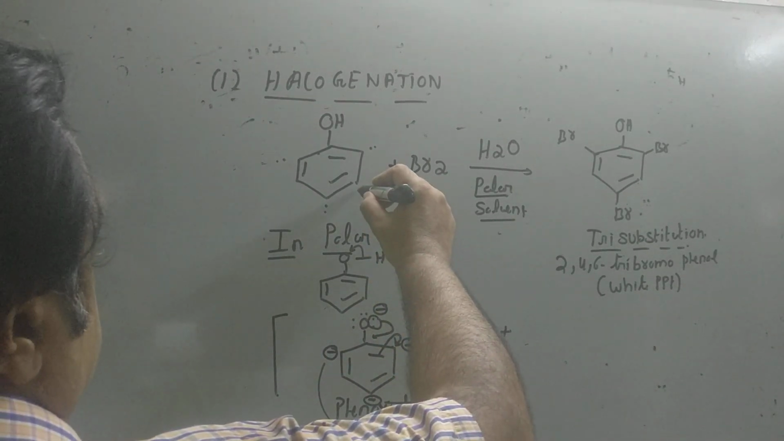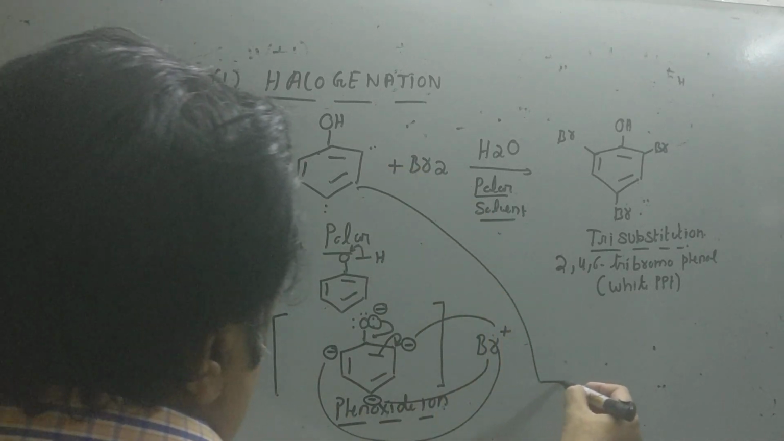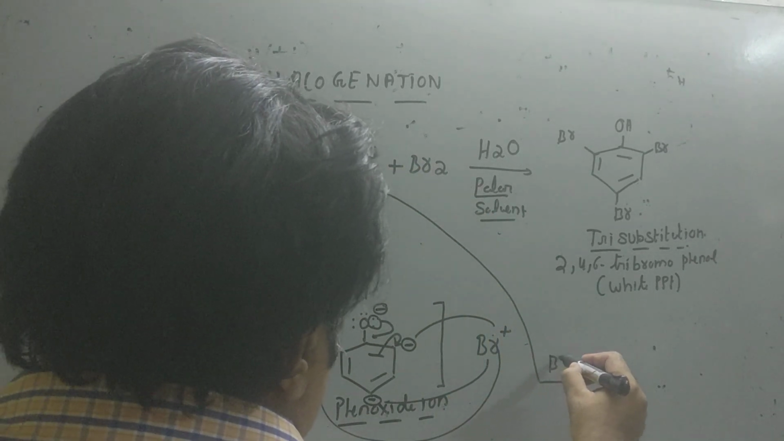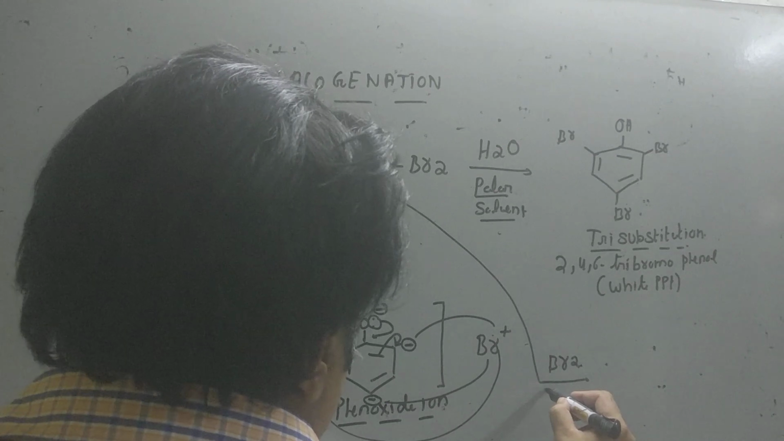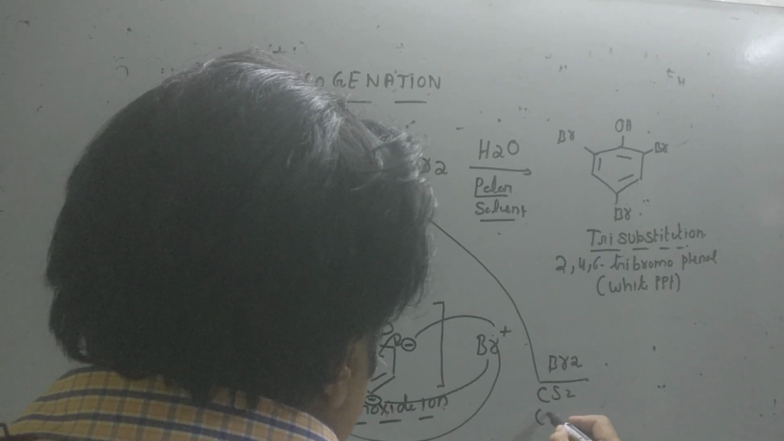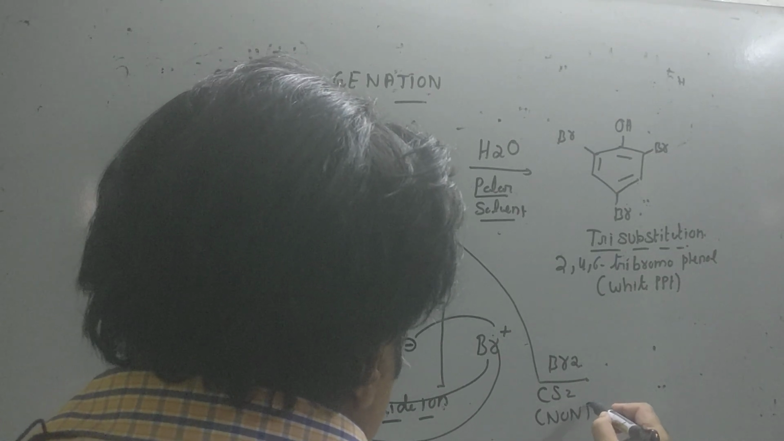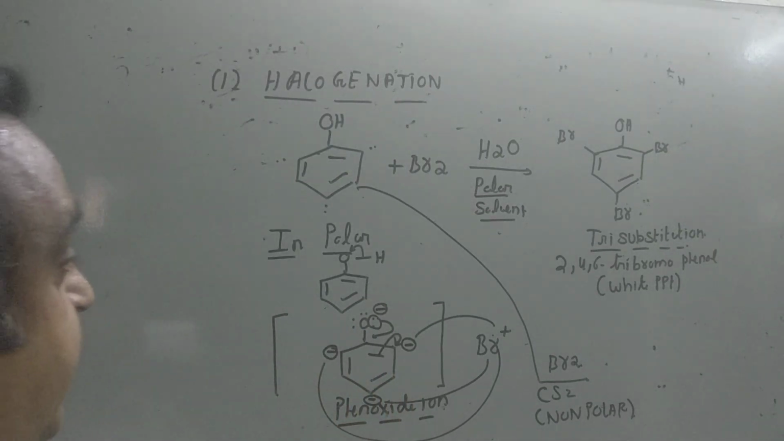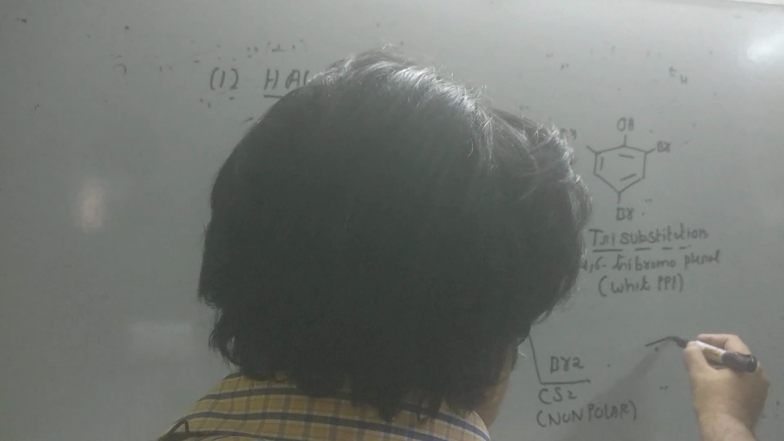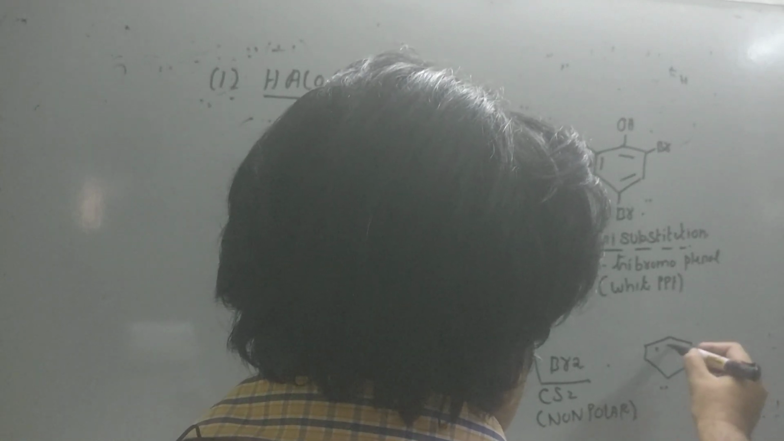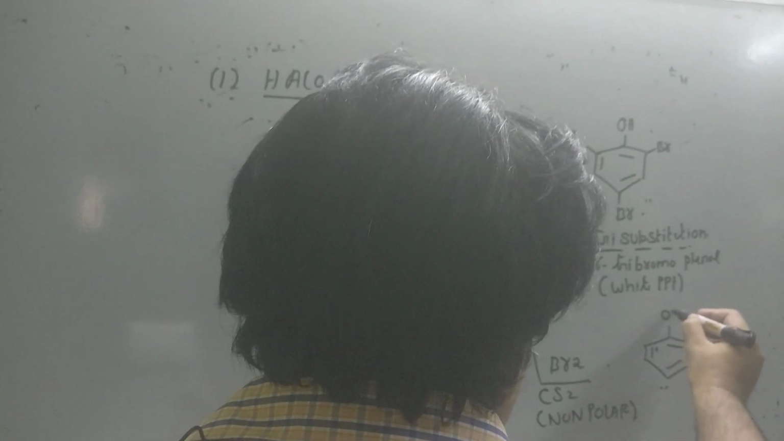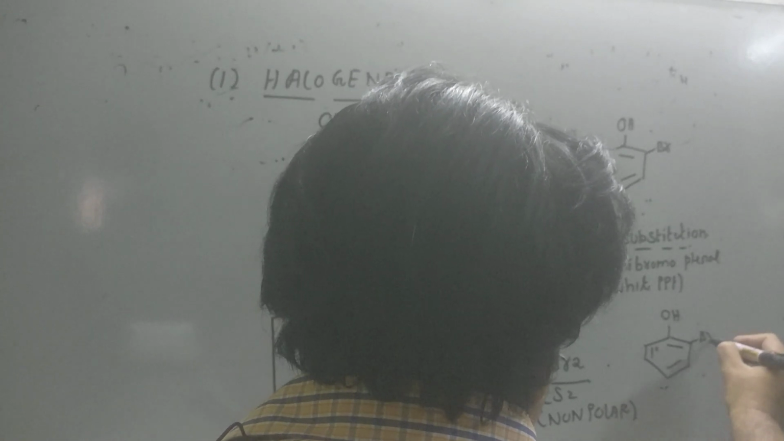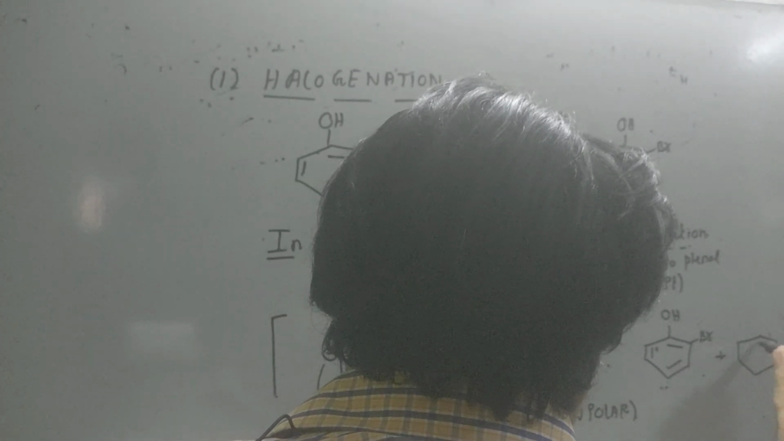Now let's see what happens if you react phenol with bromine in the presence of a non-polar solvent. Let's say we are using carbon disulfide. It is a non-polar solvent. In that case, if you use a non-polar solvent like carbon disulfide or maybe carbon tetrachloride, you will get a mixture of ortho product and the para product. You will get the formation of 2-bromophenol and you get the formation of para-bromophenol.